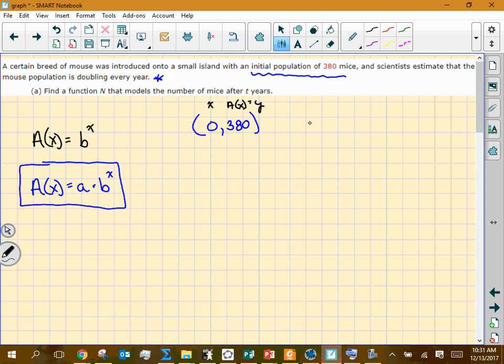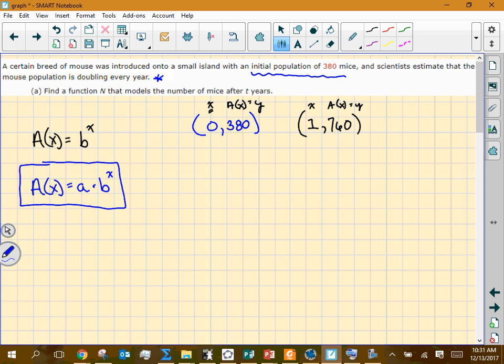The next thing is, now we need another ordered pair. Well, they're saying it's doubling every year. So if this is my year, this is going to become 1. So if in year 0 we have 380 mice, then after year 1 we should have 760 mice. So that is another x and a of x, or y.